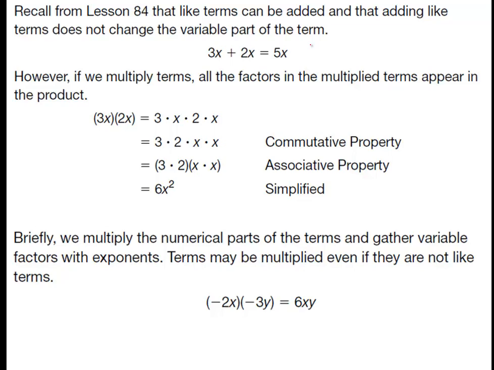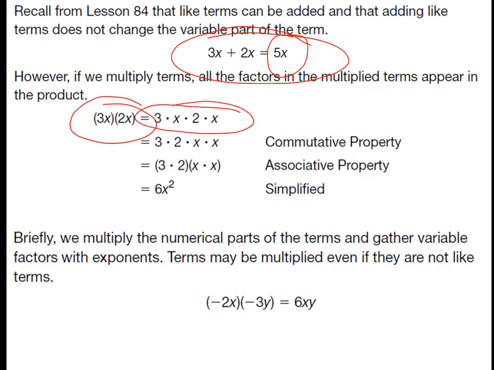You recall from Lesson 84 that like terms can be added, and that adding like terms does not change the variable part of the term. So 3x plus 2x equals 5x. That doesn't change. However, when we multiply terms, all the factors get multiplied. So when we multiply 3x times 2x, that really breaks out to be 3 times 2 and x times x. When we reassociate them with the associative property, we end up with 6, because 3 times 2 is 6, and x times x being x squared. So multiplication is a little bit different than addition.